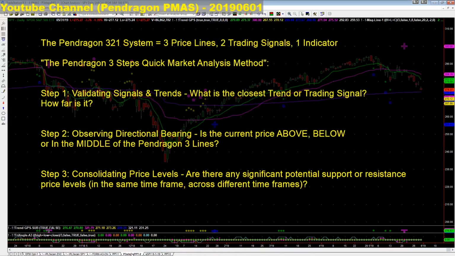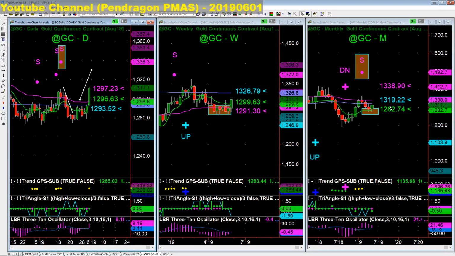Okay, so that's the 3 steps. So we're going to consolidate the price level. We kind of just did that already, right? So we look at the price level. Right now, to be honest, if I'm looking at gold here, there's not that many prices, at least on the top side, that are fairly close to each other. So there's not much consolidation to be done here. We just have to watch out for these raw numbers.